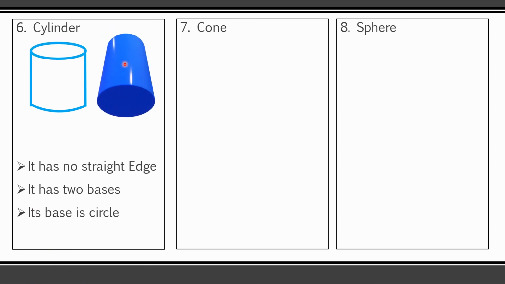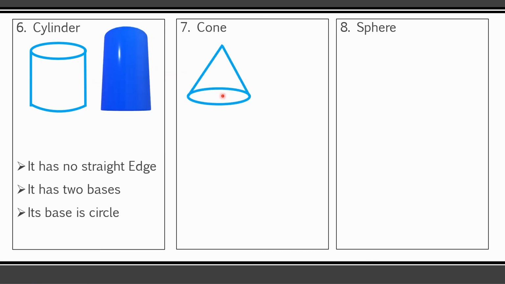Here I will show the 3-dimensional simulation of the cylinder. You can see here, first base, second base, which is in the form of a circle. And this is a curved surface. Clear? For example, we can consider a pipe. A piece of pipe is in the shape of a cylinder.